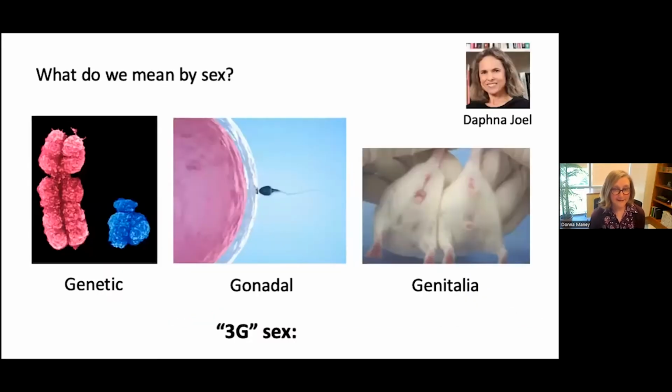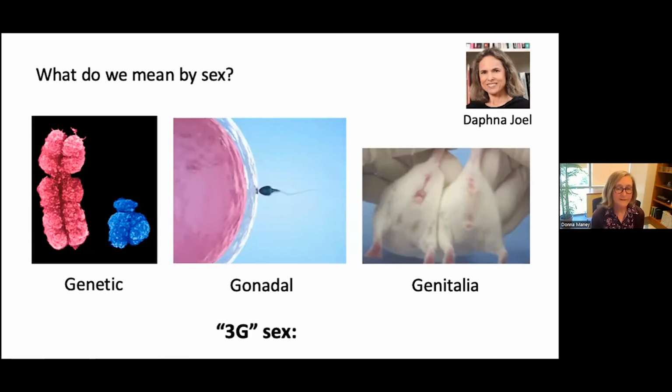So sex is a slippery concept in all contexts, including clinical and preclinical health research. An Israeli scientist named Daphne Joel has pointed out that for most of us, sex is defined by the alignment of three different things that all start with G. So she calls this 3G sex. Genes, in other words, what sex chromosomes you have, gonads, that is which gametes you make, and genitalia.